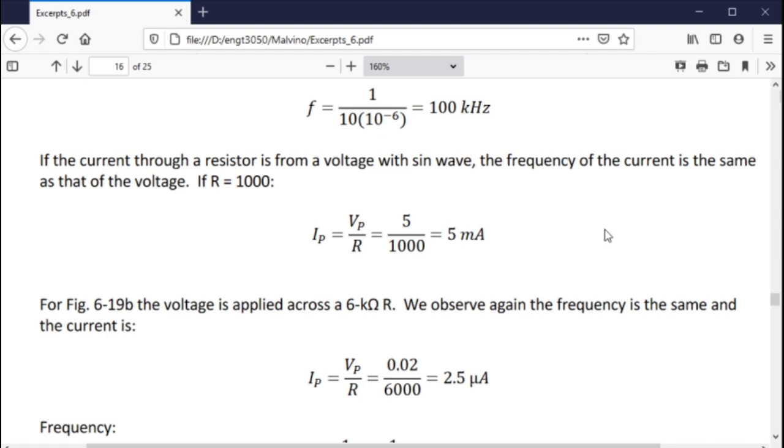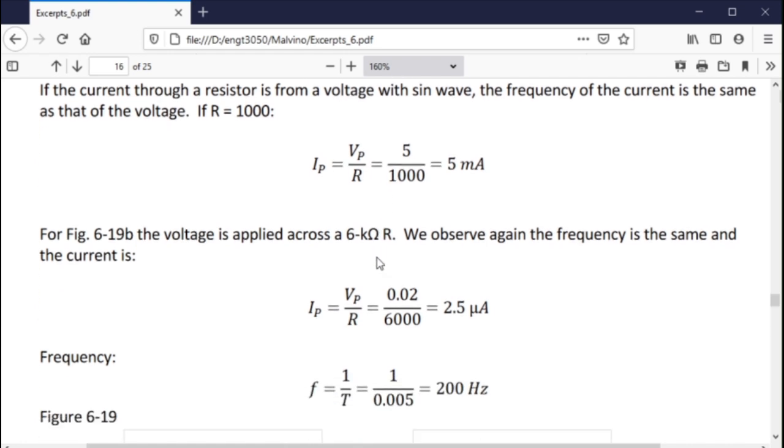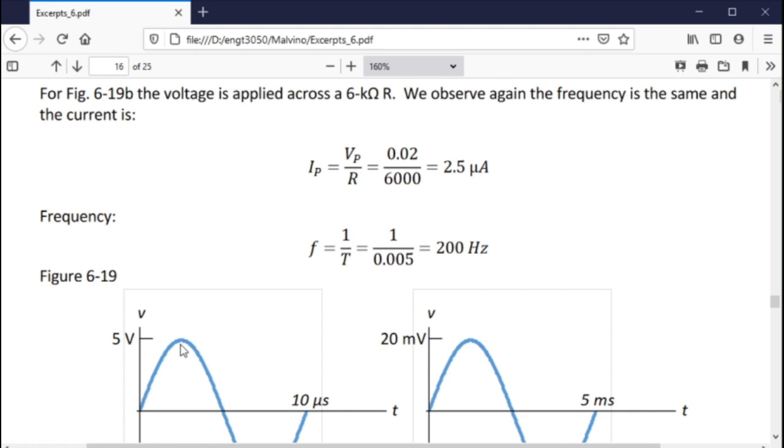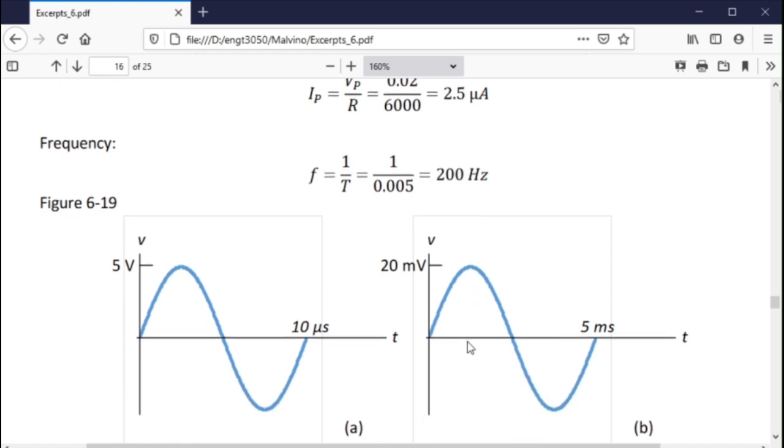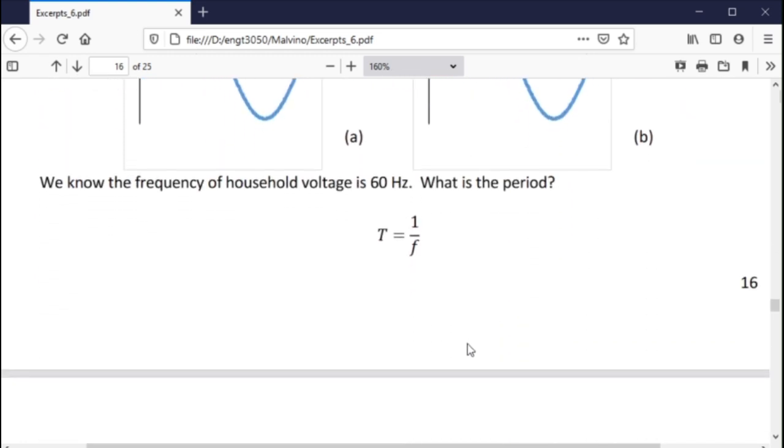So, if we have a sine wave, if we have the instantaneous value of R, we have the instantaneous value of I, because R is the same. So if we have a peak value, let's say a peak value of 5, or a peak value of 20 millivolts or whatever, that would be the same. We would calculate everything based on that.